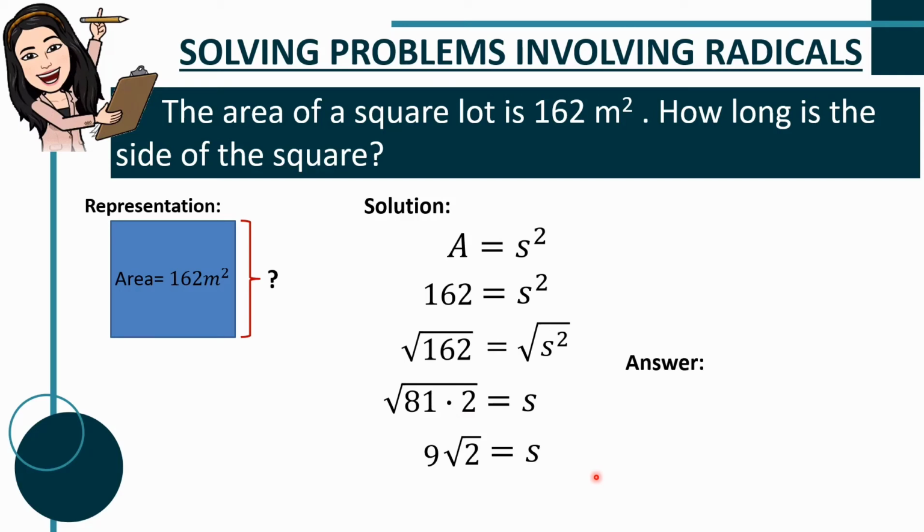Now, in order to answer what is being asked in our problem, how long is the side of the square? Therefore, the side of the square is equal to 9 square root of 2 meters. Okay, don't forget the unit of measurement.